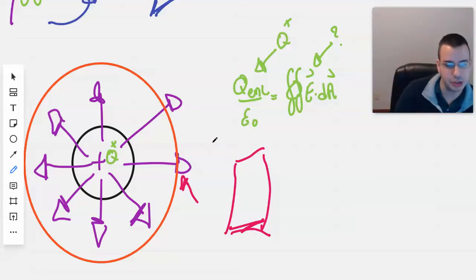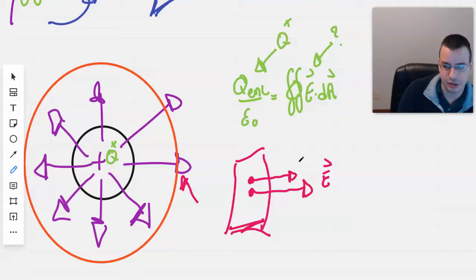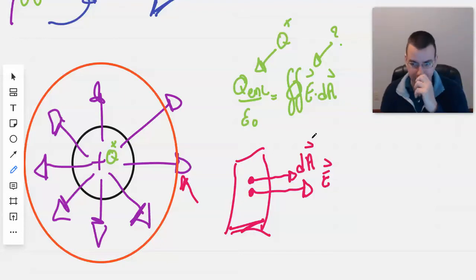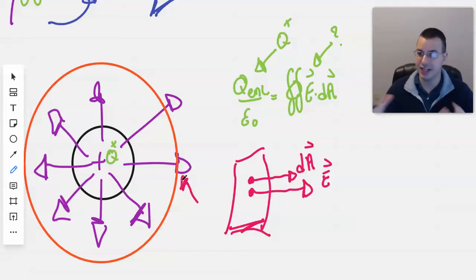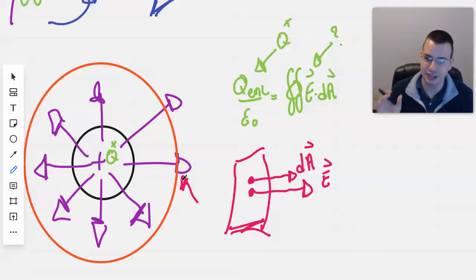And so what I'm trying to show here, albeit not the best, my artistic skills are lacking. Now these are supposed to be right on top of each other, but it'd be hard to see that way, so I'm drawing them next to each other. This is a representation of the surface of this sphere, this Gaussian sphere, and we're approximating it as flat.